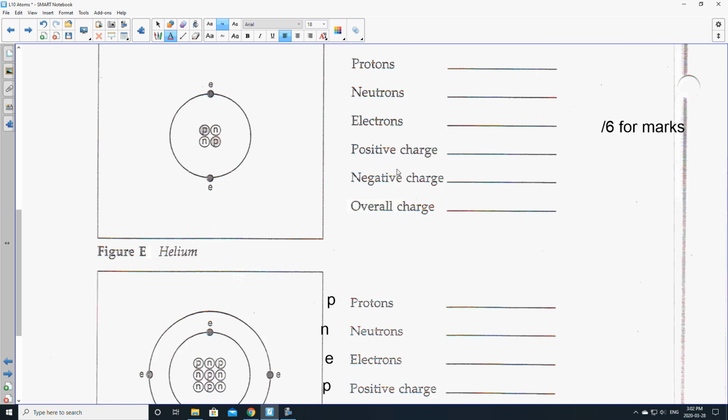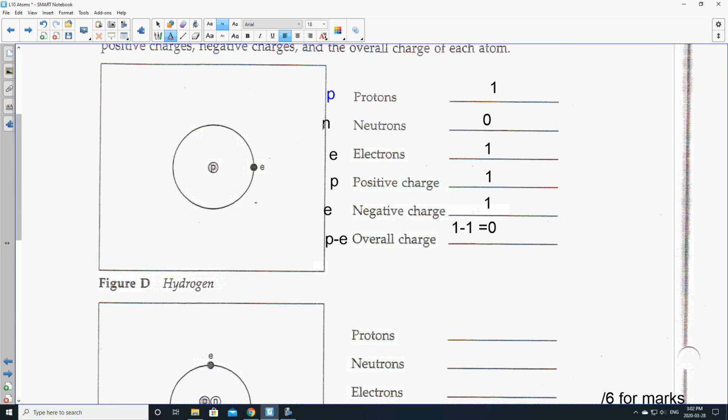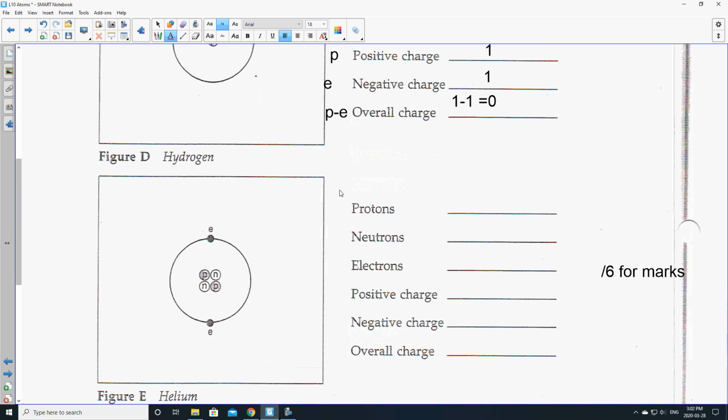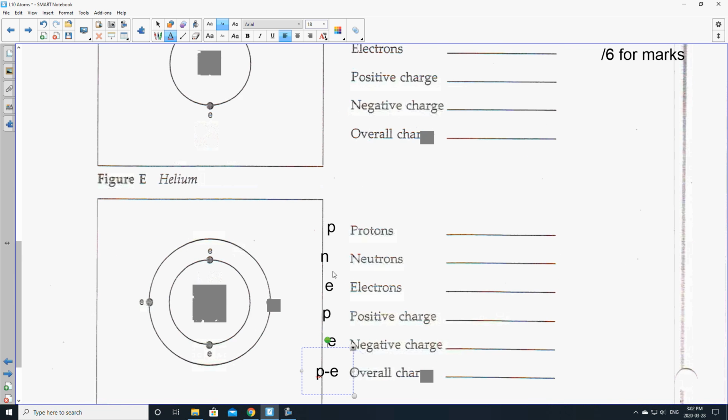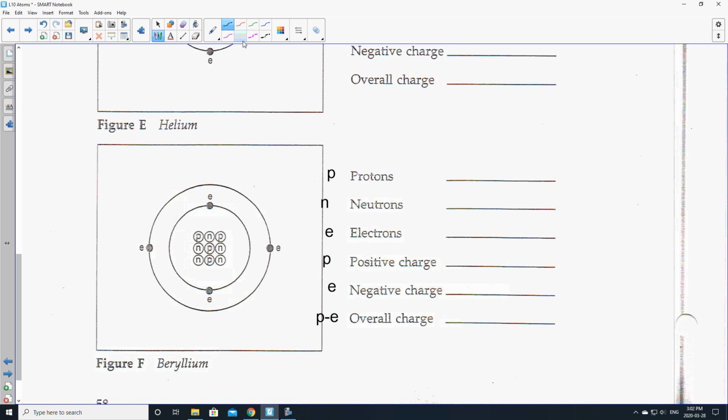So you're going to follow the exact same pattern as what we did over here. So if it helps you, write it down. P N E, P E, P E. Just along here as well, you're going to follow the same pattern. So let's count out the number of protons. So I've got 1, 2, 3, 4 protons. So my protons are in yellow, and I have 4 of them.